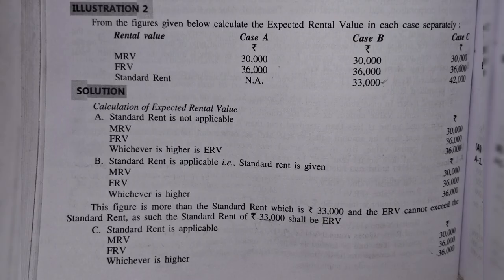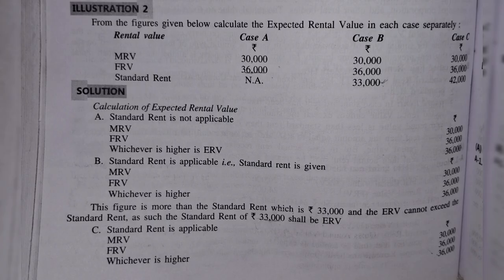So now when we look at the illustration given, there are three cases: case A, case B, case C, and all of the cases have different values for MRV, FRV, and standard rent. So how do we solve this numerical? When we look at MRV and FRV, there are two values. MRV is 30,000 and FRV is 36,000. We will have to choose one value from this. Whichever amount is higher, we will select that amount. If MRV is higher, we will select MRV, and if FRV is higher, we will select FRV.